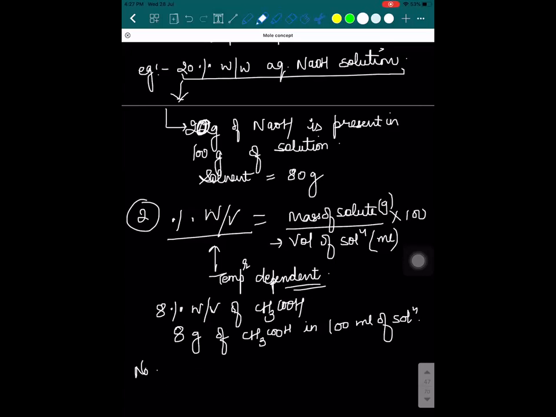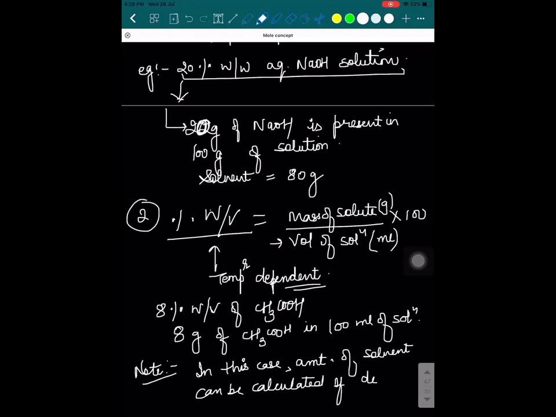You can write it down as a note here. In this case, the amount of solvent, if somebody asks you, I'm not saying every time they will ask for the amount of solvent. Just I'm telling you that if they ask in any scenario, it can be calculated if the density of solution is known. If the density of solution is known to us, we can easily calculate the amount, isn't it? Understood?